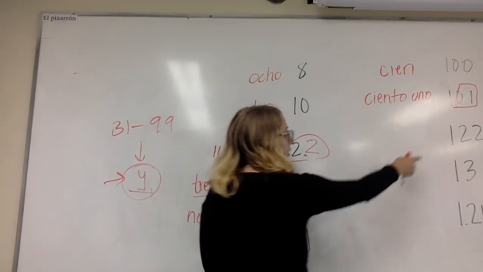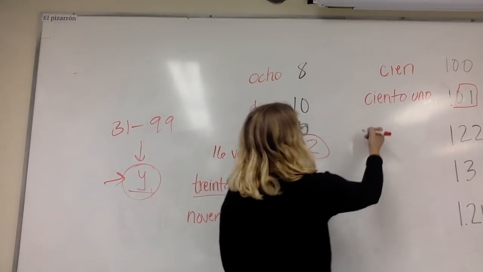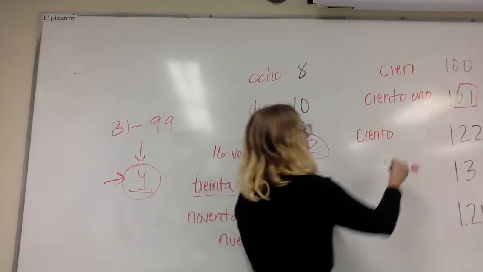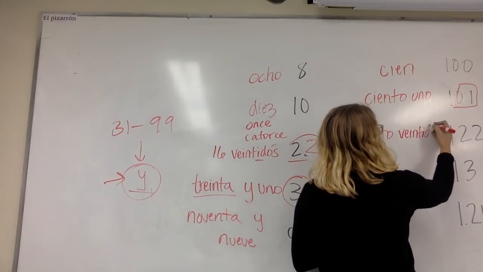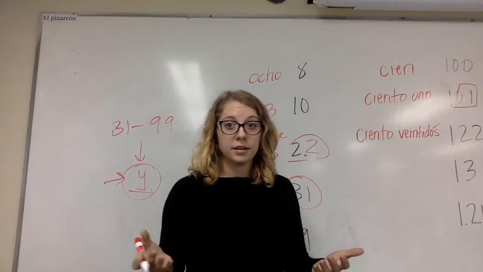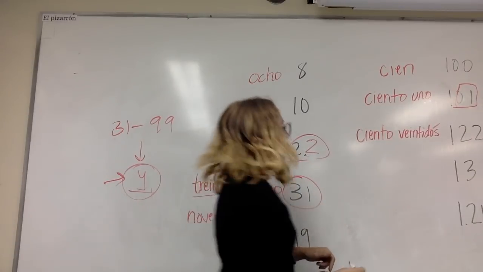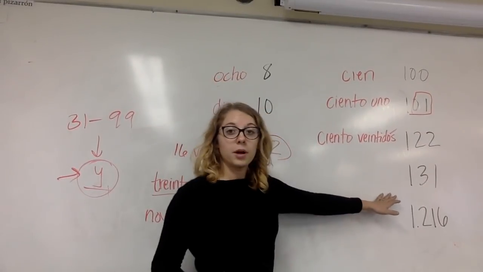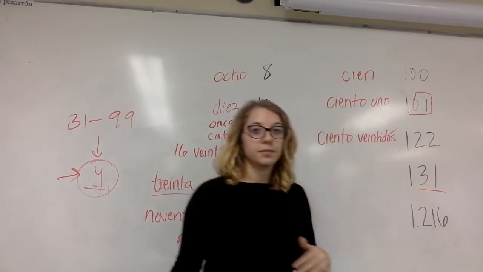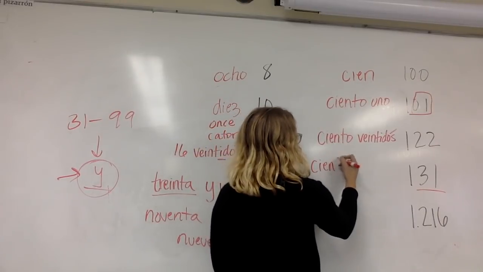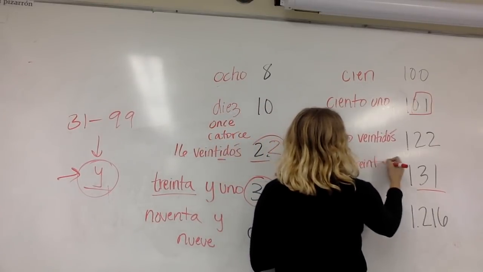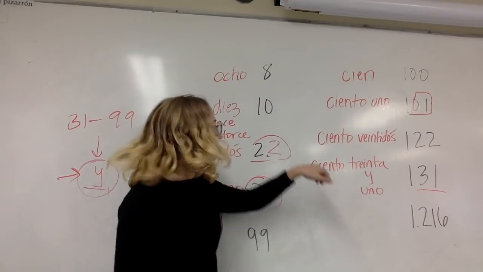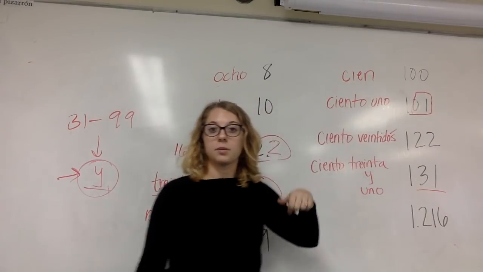All right? Let's go ahead and look at this one, 122. Same thing, it's above 100, so I have ciento. And then now I'm going to write the number 22, veintidós. All right, notice no E. Now I'm going to look at this number. It's a little difficult to see. Here we go. We've got 131. So again, start with ciento, treinta y uno. Notice that here I have 4 separate words as opposed to 2 separate words for these numbers.